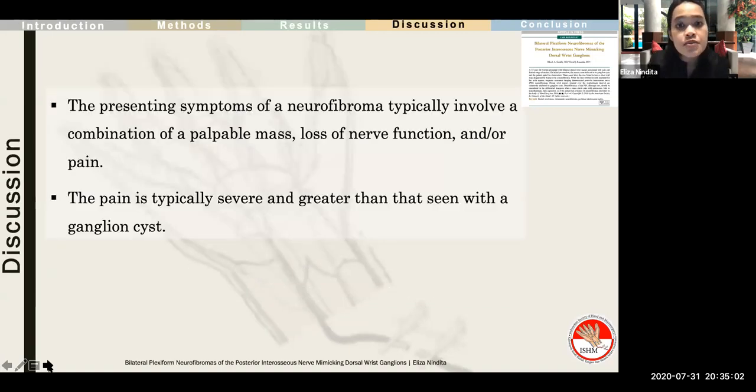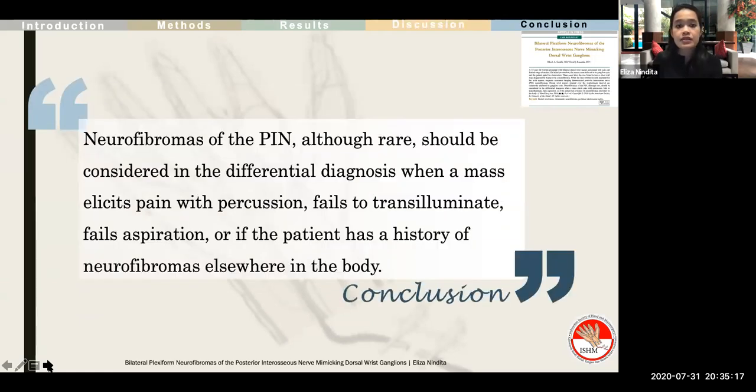The presenting symptoms of a neurofibroma typically involve a combination of a palpable mass, loss of nerve function, and/or pain. The pain is typically severe and greater than that seen with just a ganglion cyst. But in this case, neurofibromas of the pin, although rare, should still be considered in the differential diagnosis when a mass elicits pain with percussion, fails to trans-illuminate, fails aspiration, or if the patient has a history of neurofibromas elsewhere in the body.